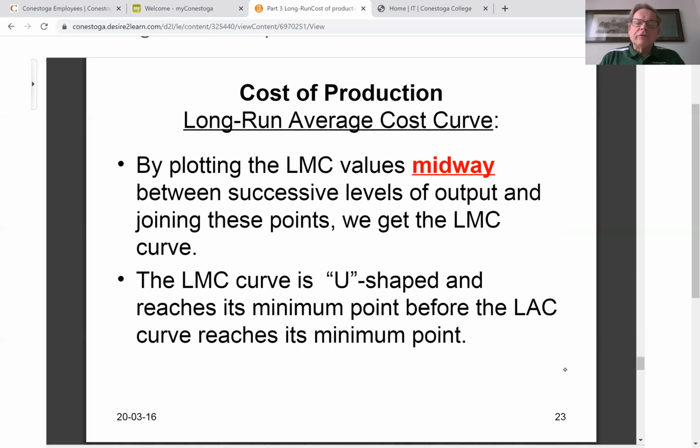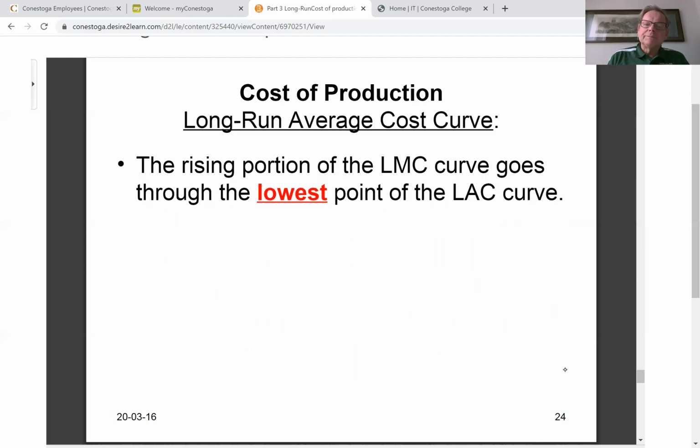The long run marginal cost curve is U-shaped and reaches its minimum point before the long run average cost curve reaches its minimum point. The rising portion of the long run marginal cost curve goes through the lowest point on the long run average cost curve.